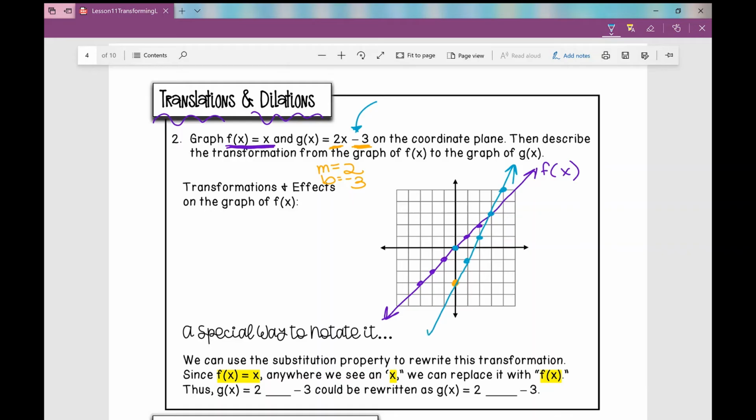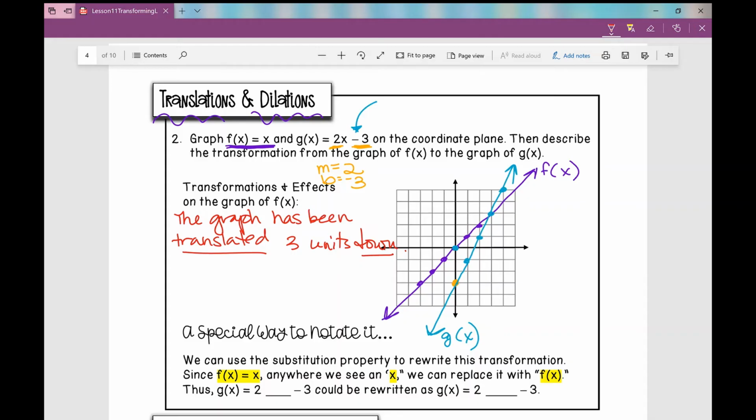So what are the transformations and effects on the graph of f of x? Well, we can see, and this one's g of x, that f of x has been translated 3 units down. Translated, what's that mean? Just shifted or just slid, like the whole thing just moved down. Translated 3 units down. That's important, down.